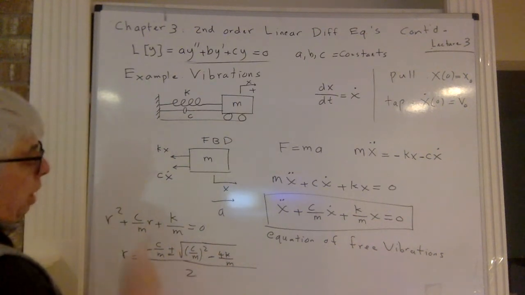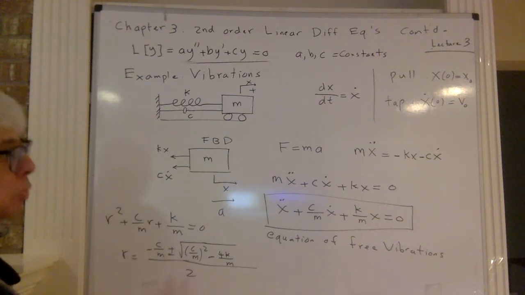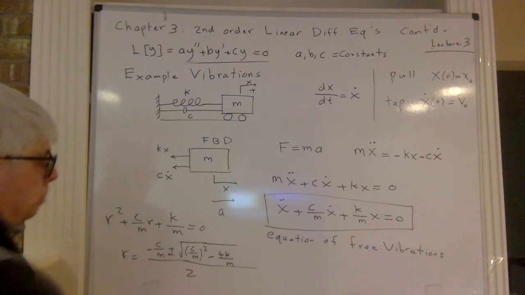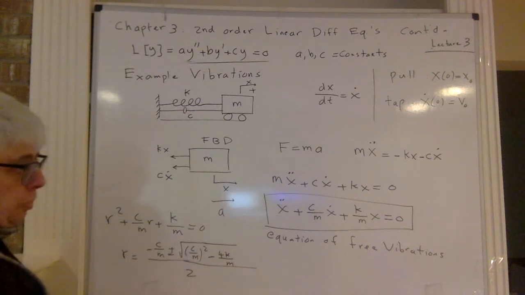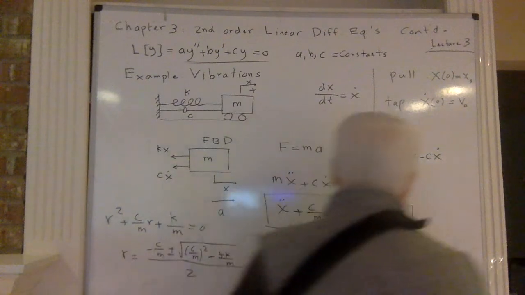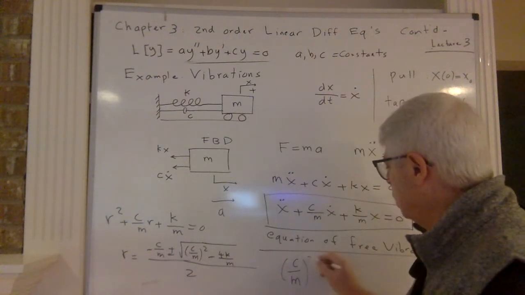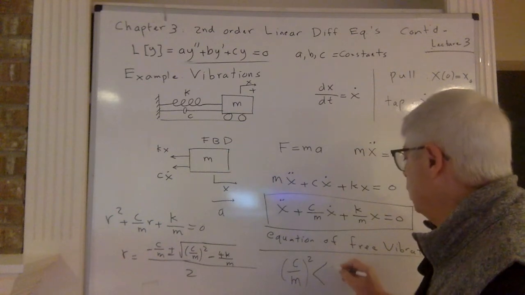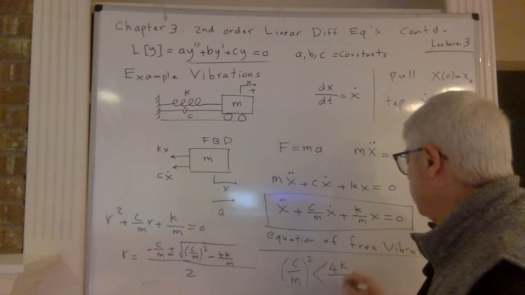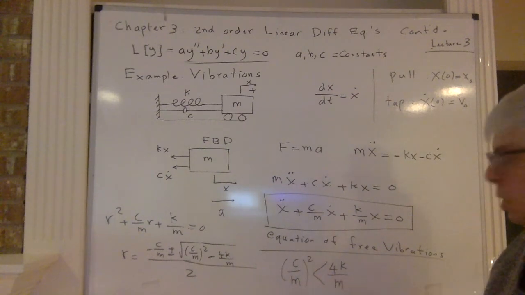So when do we have the second one? The second one is in fact vibration. We have sine and cosine. Vibration and oscillation comes from sine and cosine. So vibration happens if this is negative. So if I have (C over M) squared less than 4K over M, vibration happens if this is less than this.